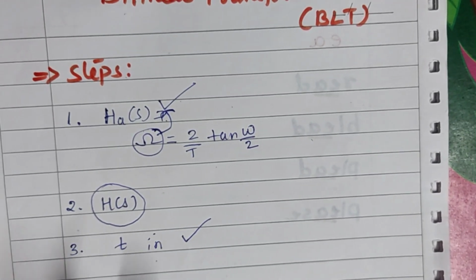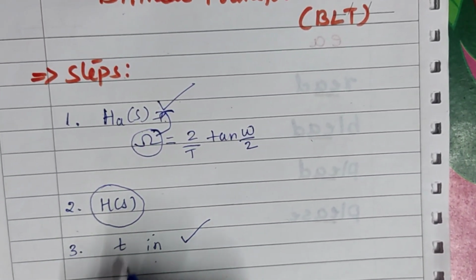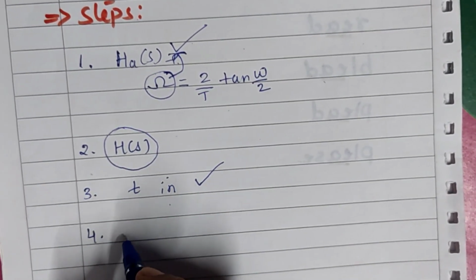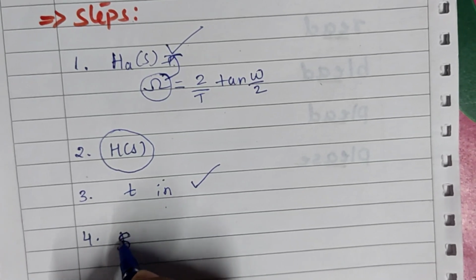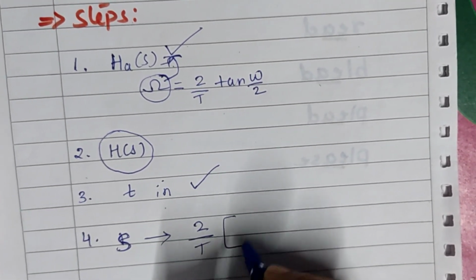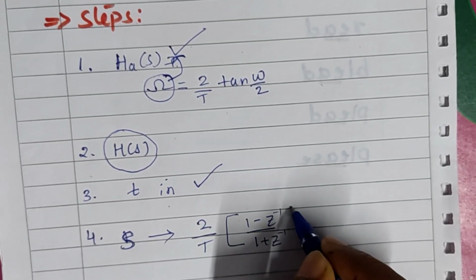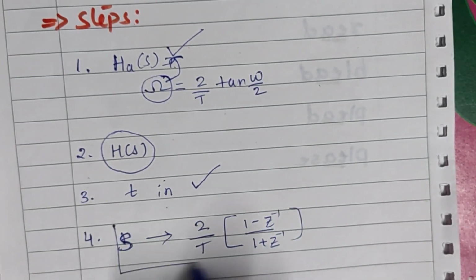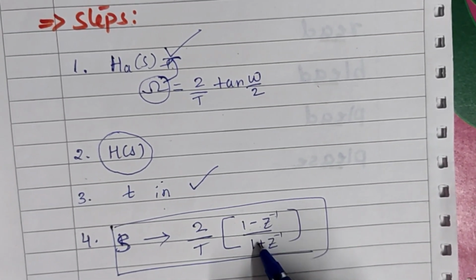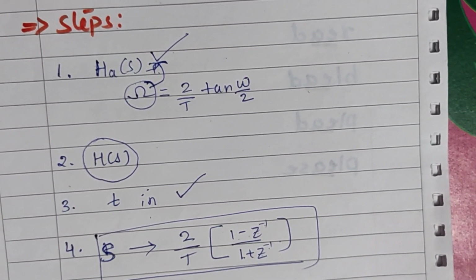The next step is to apply the BLT method, that is bilinear transformation, to find the H of Z. So how to calculate this? We just substitute S as 2 by T into 1 minus Z raised to minus 1 divided by 1 plus Z raised to minus 1. Only in the place of S we have to substitute this. We will see an example, then we will understand.